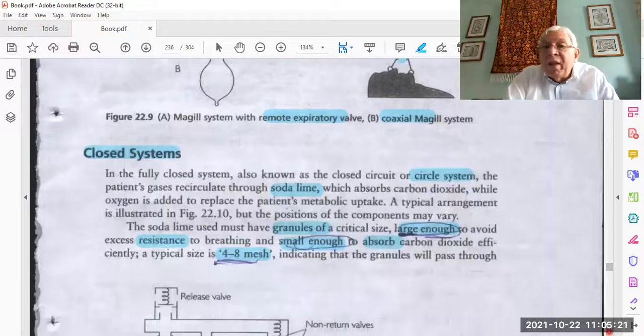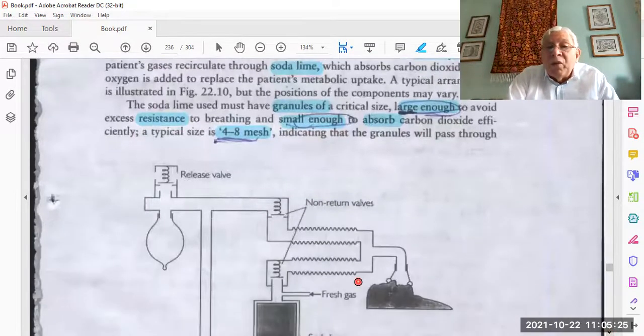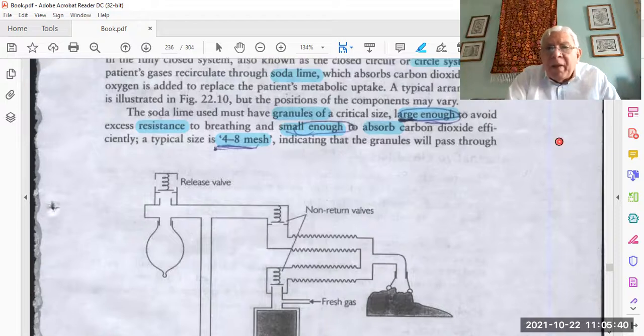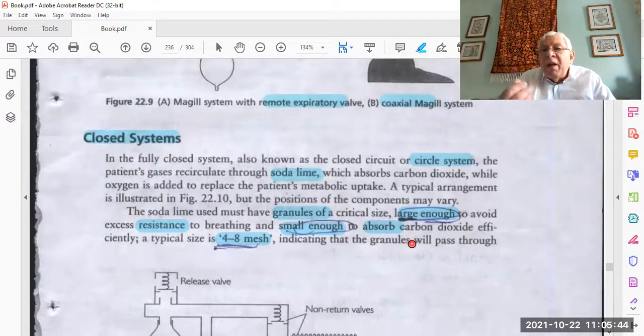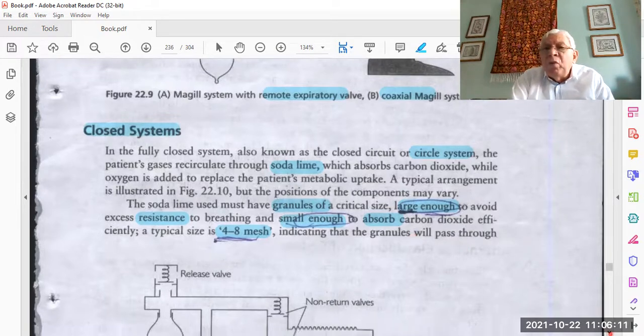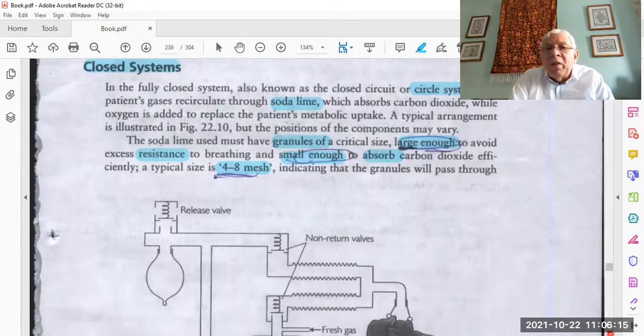So we have finished most of the circuits. Now we come to the last one, which is the closed circuit, as we saw with the lime, and we had fresh gas flow and the inspiratory and expiratory valves and limbs and the Y pieces and the special ventilator designed for this type of circuit. Of course, it could be a question: how big is the size of the mesh, the particles made of this soda lime? We have particles which are large enough not to affect the resistance and small enough to increase the surface area. So we have to have a special size to function as both things we said before.